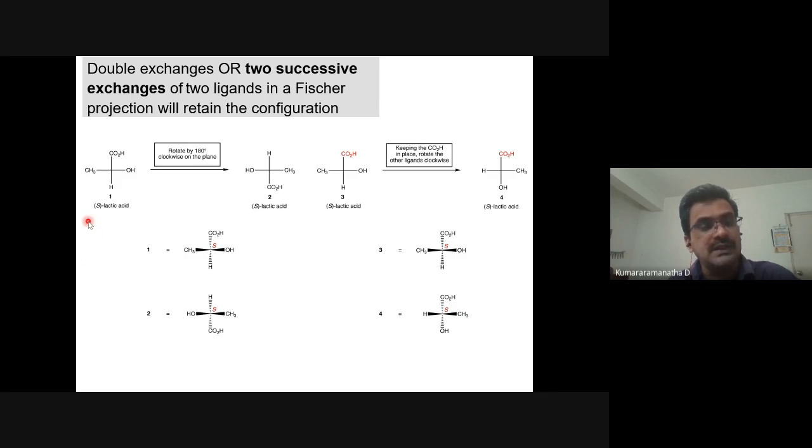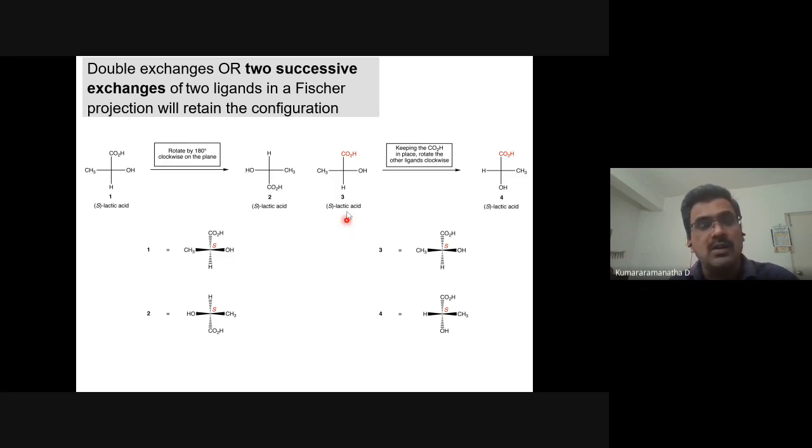Okay, so you can see that you have lactic acid. Now you can rotate by 180 degrees clockwise. So whatever COOH is there, it comes down, hydrogen goes up, and OH here will change to here. Still it is S kind of configuration. So you can see here both top and bottom. Before doing the 180 degree turn, after doing the 180 degree turn, the configuration is intact.